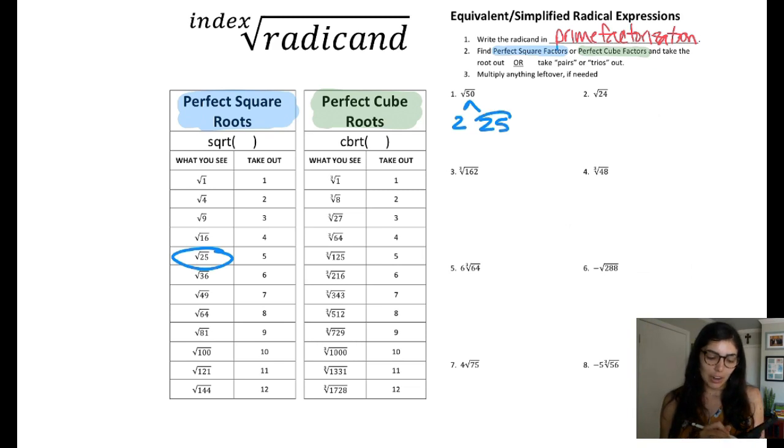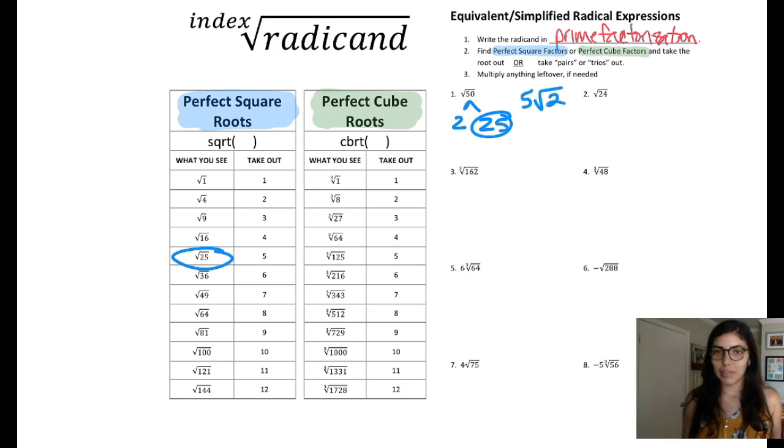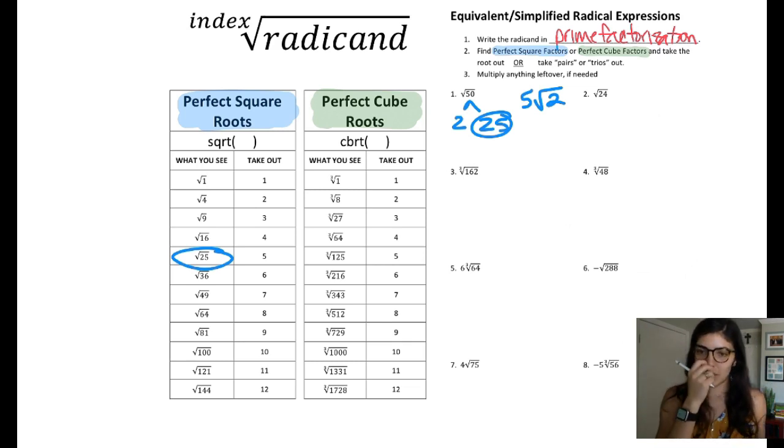So I could stop right there and I say, I have a perfect square. That perfect square is going to come out as a 5, and anything left over stays underneath the radical sign. That's the same answer I got on the other page. It's just faster. It's using the perfect square roots table and the perfect cube roots table.